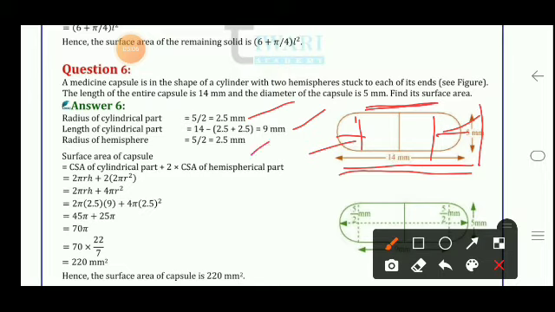The radius of the hemisphere is 5.2, that is 2.5 mm. Now the surface area of the capsule will be the curved surface area of the cylinder plus 2 into the curved surface area of the hemisphere, that is 2 pi r h plus 2 into 2 pi r square. So that is 2 pi r h plus 4 pi r square. Putting the values, r is 2.5 and h is equal to 9. So the result is 70 pi. 70 pi means 70 into 22/7, which is equal to 220 mm square. That is the answer.